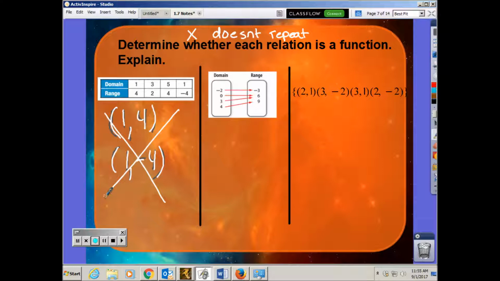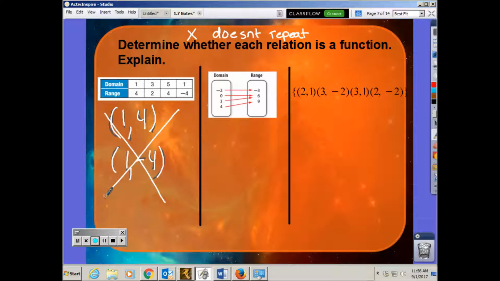The fancy word is x cannot pair with 2 different y's. Kind of like dating. Not really a good idea if you go out with 2 people at the same time. There might be some controversy. Now, I do find this kind of amusing. That's x's rule. X can't go out with 2 people at the same time.